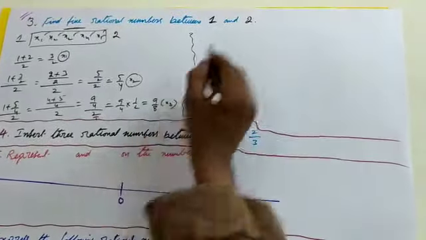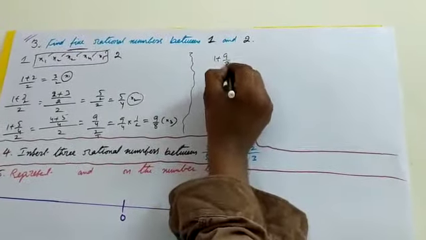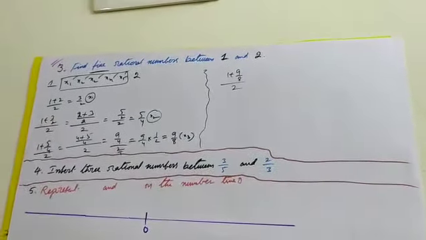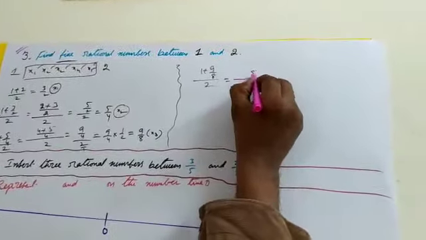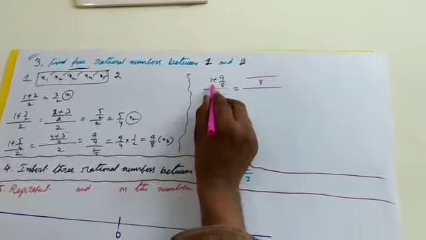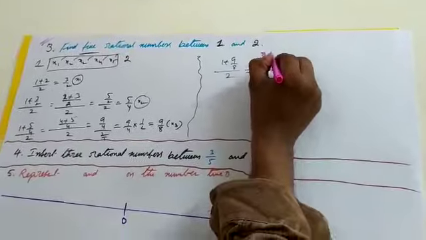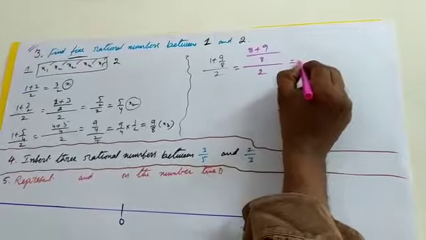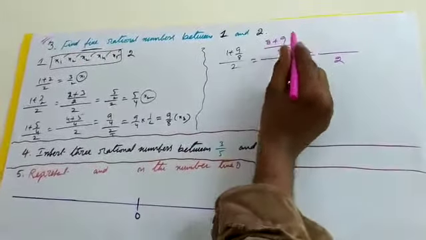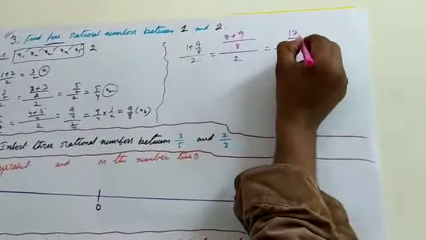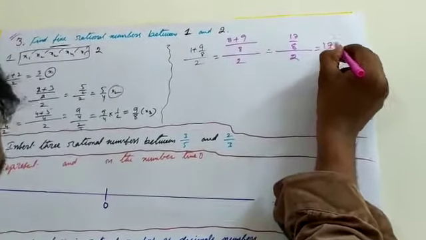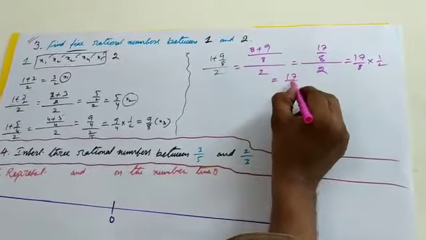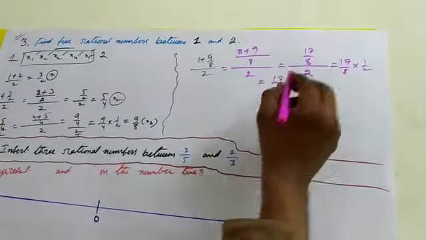Again, 1 plus 9 by 8, whole divided by 2. What is the LCM of the numerator? 8. Therefore, 8 by 1 is equal to 8, 8 into 1 is equal to 8, plus 8 divided by 8 is equal to 1, 1 into 9 is equal to 9. Therefore, 8 plus 9 is equal to 17 by 8. That is equal to 17 by 8 into 1 by 2. Finally, 17 by 16. This is x4.